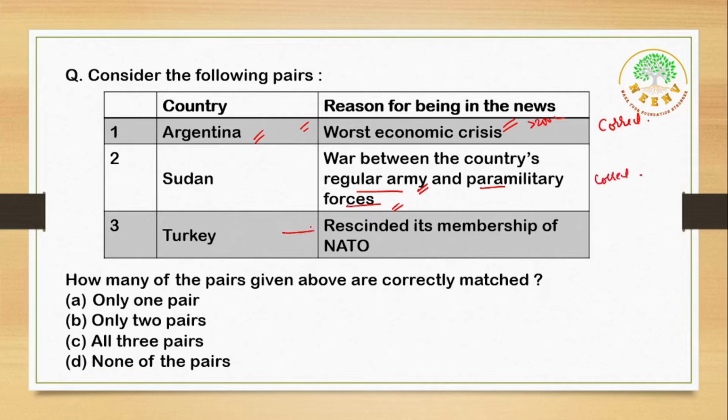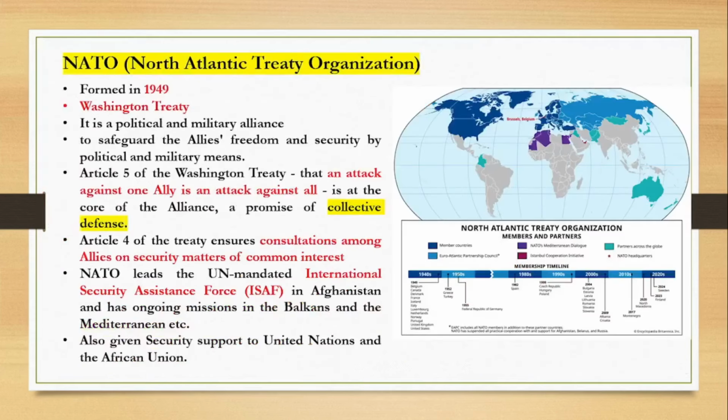Now Turkey rescinding its NATO membership. Let's look at the news. What is NATO? NATO is a political and military alliance formed in 1949 through the Washington Treaty. Basically, this treaty was formed against the then Soviet Union, and under this treaty, the countries would want to safeguard their political freedom and military freedom.